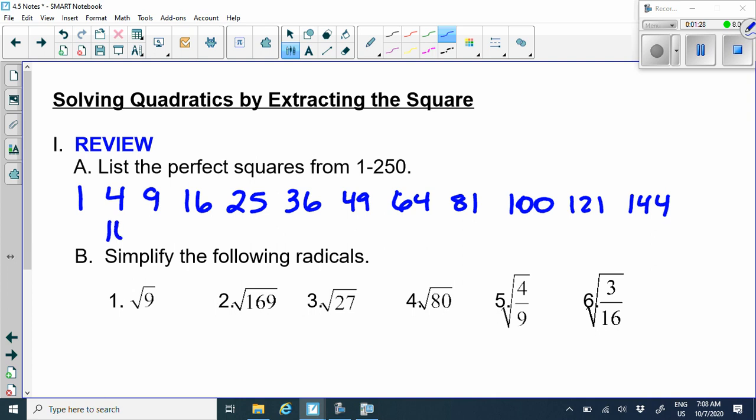And then we kind of get to the others. So 13 squared is 169. 14 squared is 196, and 15 squared is 225. Okay. So these are probably what you should know.